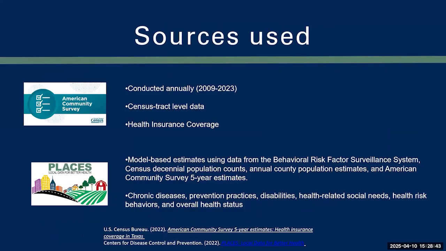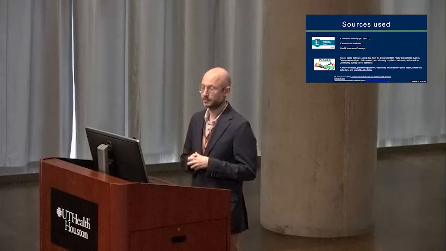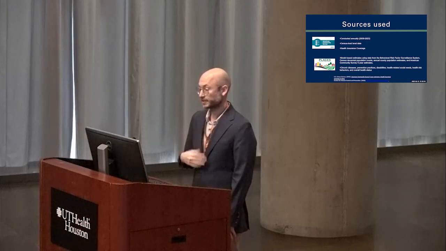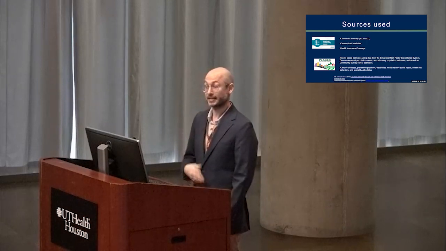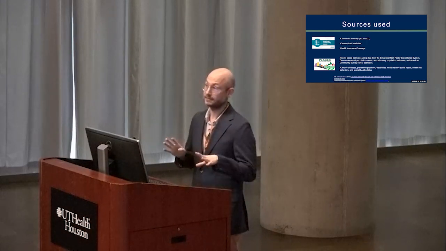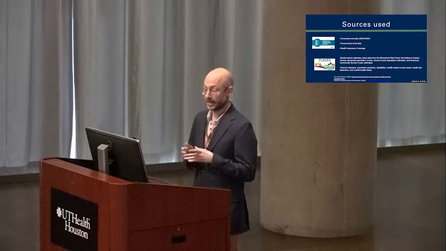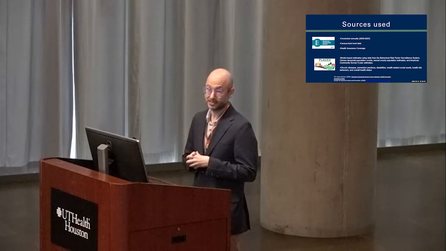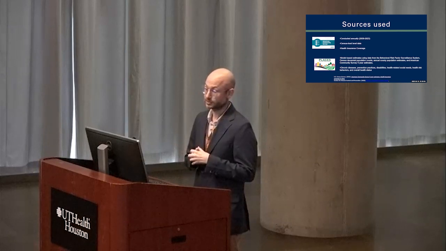So the map that I'm going to present today, before I actually navigate it, I'll explain the sources used. They include two publicly available data sets. The first is the American Community Survey. It's collected annually, and it collects data at the census tract level. It has a variety of different statistics, and the map specifically will include health insurance coverage. As you know, Texas unfortunately has the highest rate of uninsured.